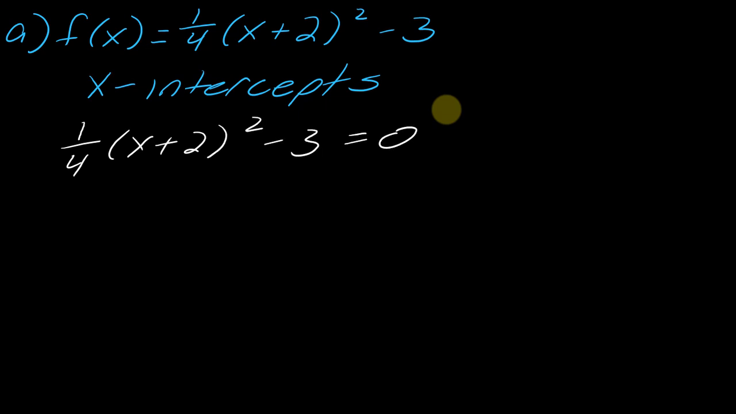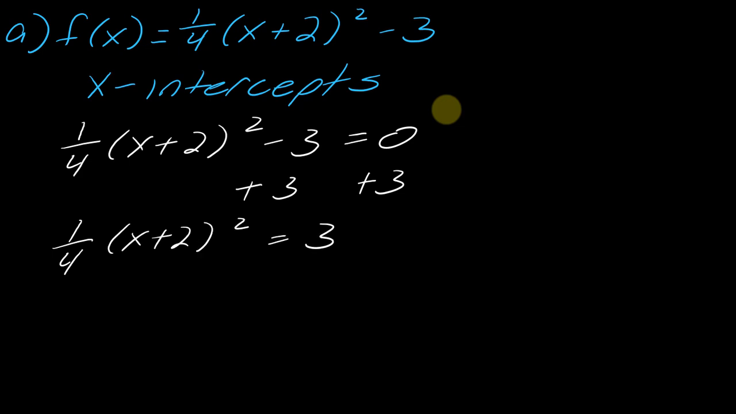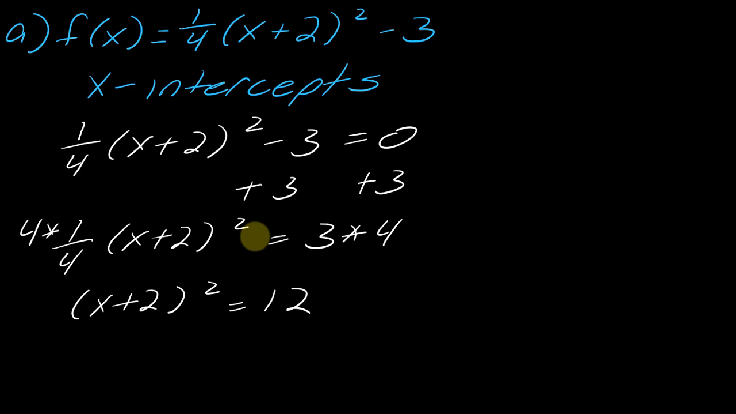And so once again, I have to work on getting this squared part by itself. I know there's that fraction in front, but I'm just going to worry about that when I get to it. So now I have 1/4 times this squared thing. How would I get rid of the 1/4? Well, you'll just multiply each side by 4. And now I get x plus 2 squared equals 12.